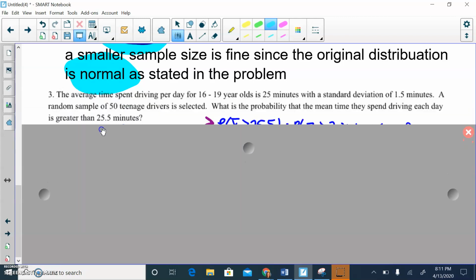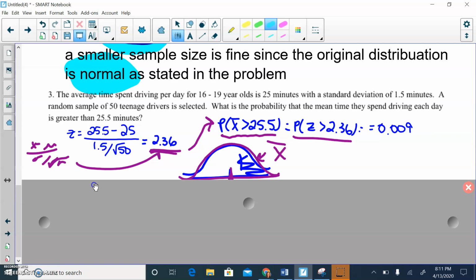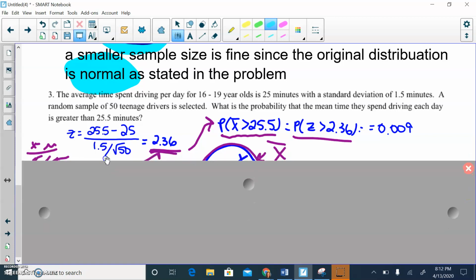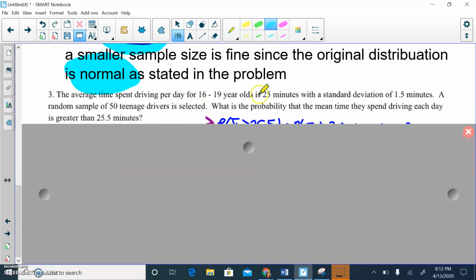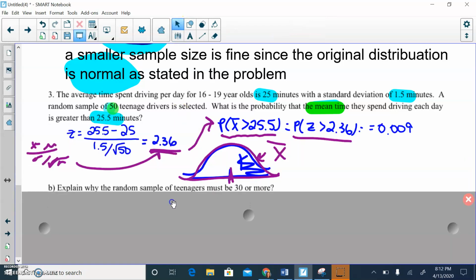So the next one is very, very similar. We are looking at what's the probability that the average time spent, 25 minutes is our average time spent driving in the car with a standard deviation of 1.5, and we have a sample of 50, and we're looking at the mean time that they spend is greater than 25.5. So those key things here are looking at the mean, and that we have a sample size, which is saying, hey, you have to use the central limit theorem. So we're going to do the same thing we did in the last one. We're going to go ahead and draw our picture.